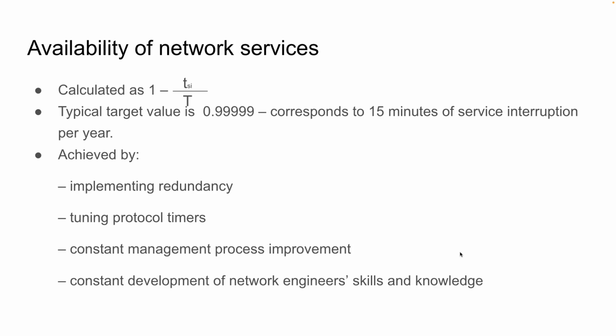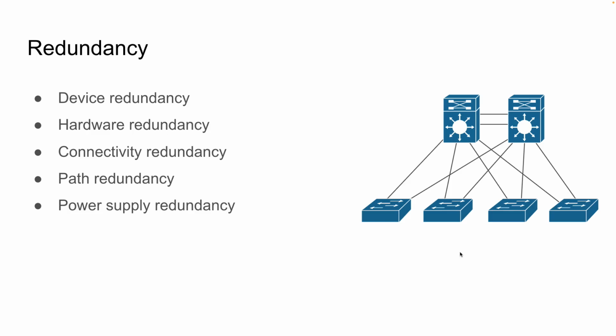And this high availability coefficient can only be achieved if you implement redundancy in your network, you tune protocol timers so that your protocols recalculate alternative routes or paths as quickly as possible, you implement a constant management process improvement in your organization, and also your engineering staff is constantly developing its skills and knowledge. Let's talk about redundancy now.